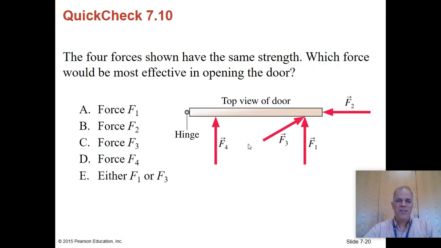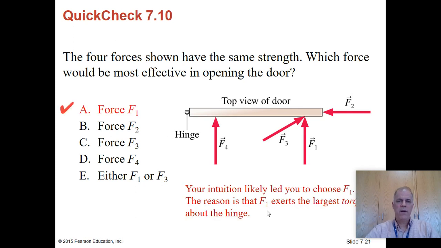Finally, a simple torque question. We want to know which force is going to have the most effect on opening the door. Here comes the answer right about now. There it is, force A. This one down here gives you the most leverage, if you want to think of it that way. Really what it does is it produces the most torque because you have a force which is farthest from the hinge, so gives you the most torque.